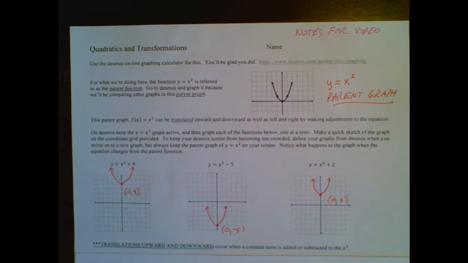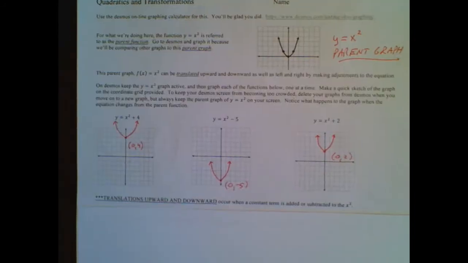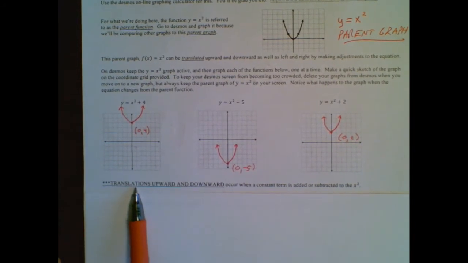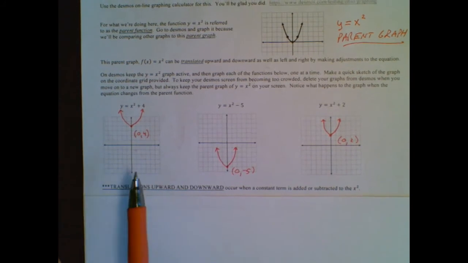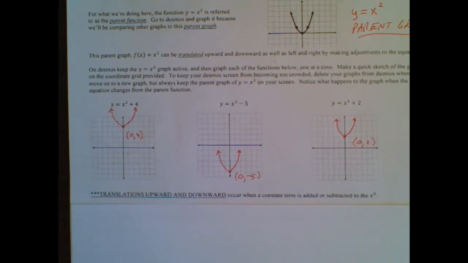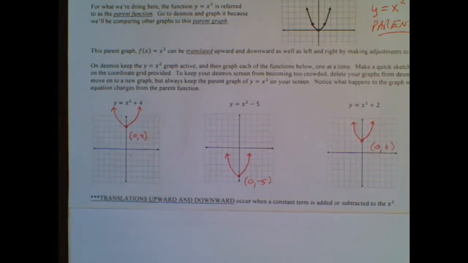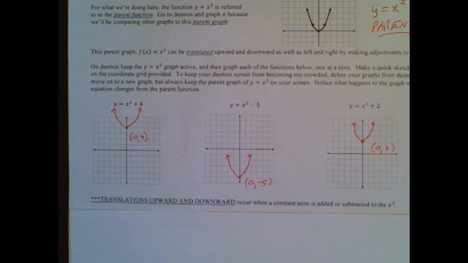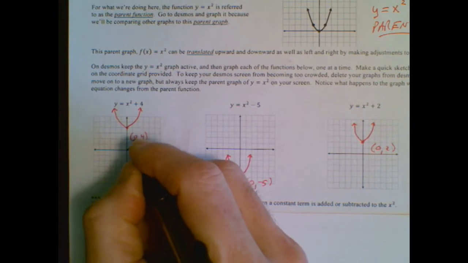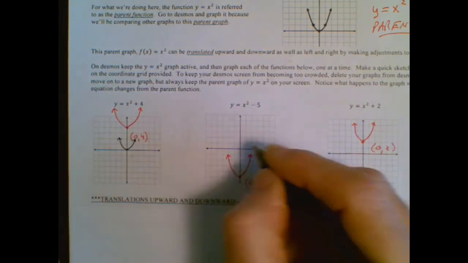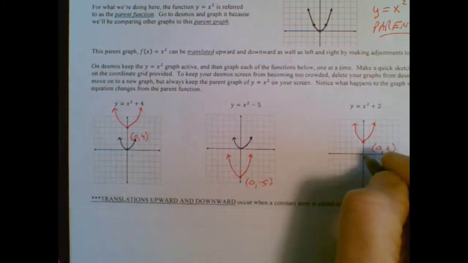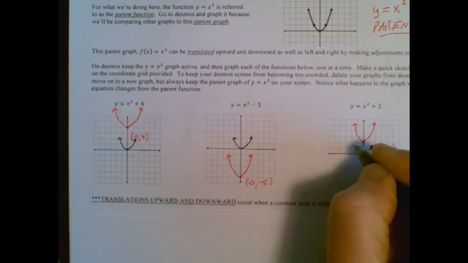The first thing we're going to look at is what happens if you want to translate, or have a transformation of, your graph upward or downward. I have three different graphs here, and you'll notice that compared to the parent graph, they've all moved slightly. It's worth noting that the actual parent graph would always be sitting right there. I'm not going to draw it too large because I don't want it to take over the picture, but I've just drawn the parent graph.